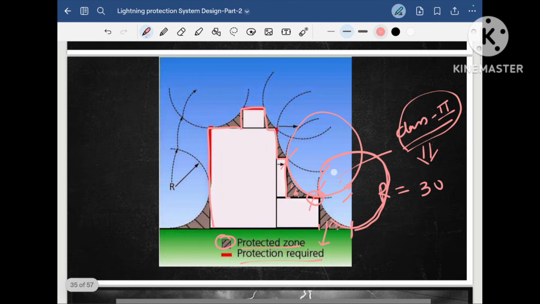Again, the same sphere, I will roll it. At that time it is touching here and here, corner points, so these points require protection. Again, I will roll this sphere, it is touching here. Suppose I roll this sphere here, then all the area will be rolled. If I am rolling the imaginary sphere here, then it is touching all over the portion. That's why you can see here, this whole area requires protection.